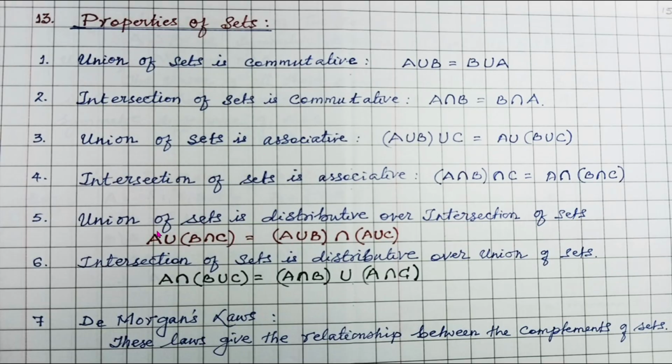Union of sets is distributive over intersection of sets. It means that when we take A union of B intersection C, it is the same as taking A union B first and then taking the intersection with A union C. LHS is equal to RHS.